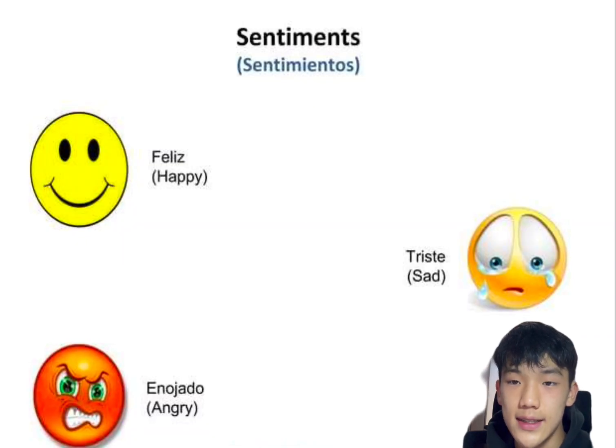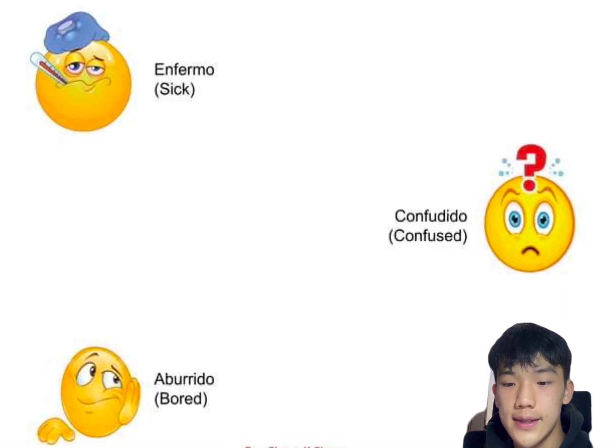So, the seasons of the year, las estaciones del año. Spring is la primavera, summer is el verano, fall or autumn is el otoño, and winter is el invierno. Then feelings, sentimientos. Feliz, happy, triste, sad, enojado, angry, enfermo, sick, confundido, confused, aburrido, bored.